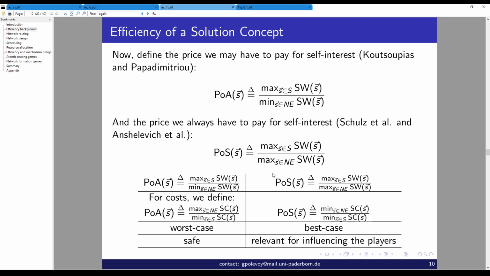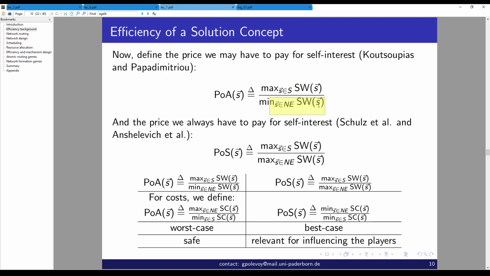Which solution concept do we look at? Nash equilibria. What if there are several? We can look at the Nash equilibrium with the worst possible social welfare, and that's the most famous solution concept, price of anarchy. Always the best possible. That's also important. That's the price of stability. So the price of anarchy means the price we may have to pay for simply letting players play however they want for their self-interest. So that's the ratio of the best possible social welfare relative to the worst possible that can be in an equilibrium.